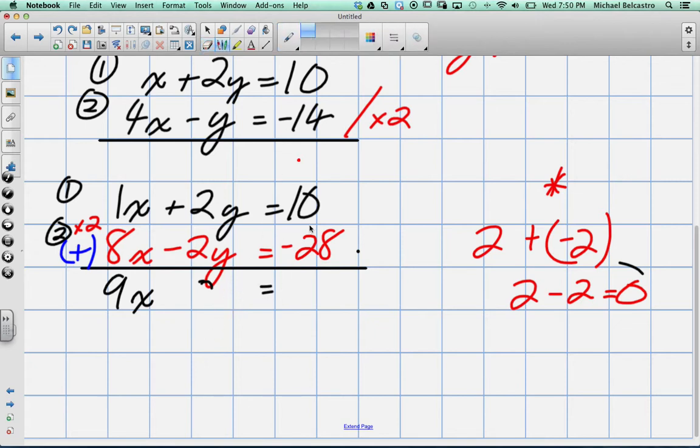Okay. And finally, the last one, we're going to add 10 and negative 28, which is going to give us negative 18. So now that that's eliminated, we just move this over, and it'll say 9x is equal to negative 18.